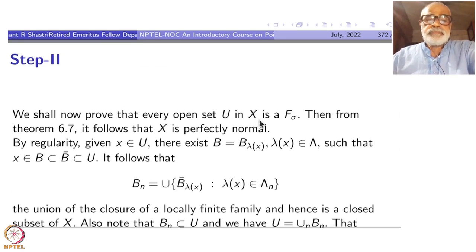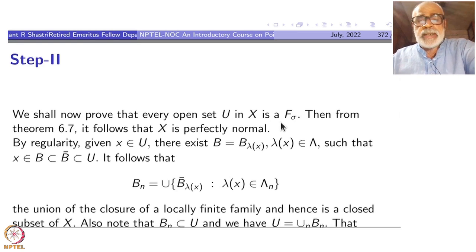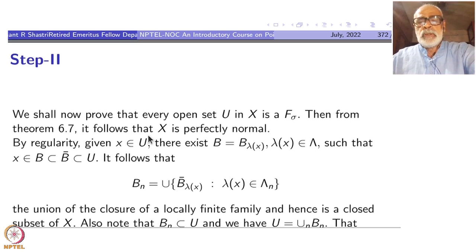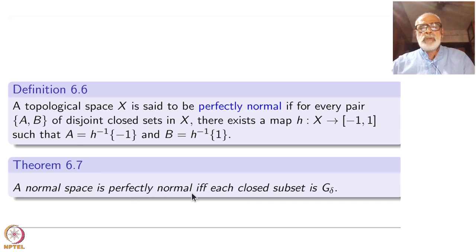Second step: we shall now prove that every open set U in X is F sigma. So now you see G delta and F sigma are both coming together here. F sigma means a union of countably many closed subsets, right? Every open subset in X is F sigma. Then from theorem 6.7 it follows that X is perfectly normal. You may want to recall theorem 3.8.2: a normal space is perfectly normal if every closed subset is a G delta. You take the complements, right?